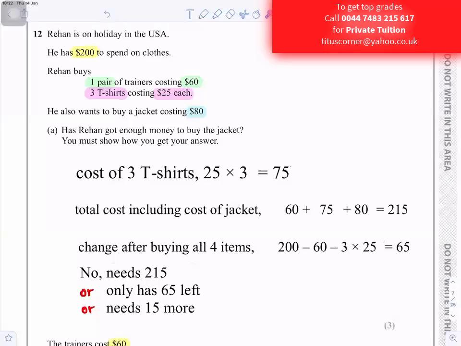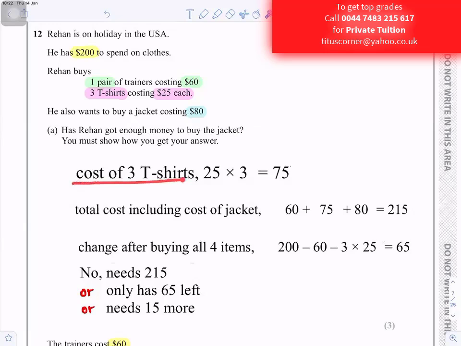Question number 12. Rehan is on holiday in the USA. He has $200 to spend on clothes. Rehan buys 1 pair of trainers costing $60, 3 t-shirts costing $25 each. He also wants to buy a jacket costing $80. Has Rehan got enough money to buy the jacket? You must show how you get your answer.